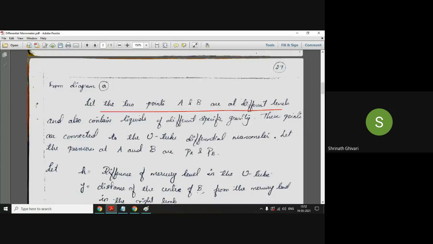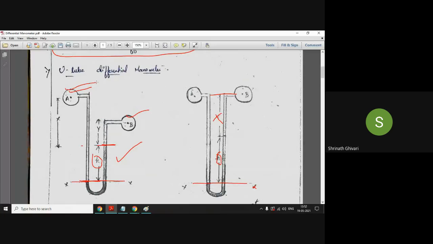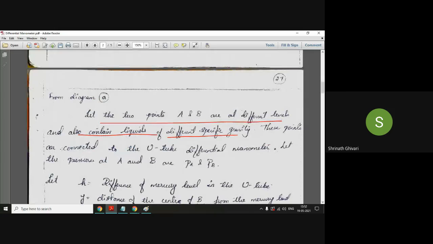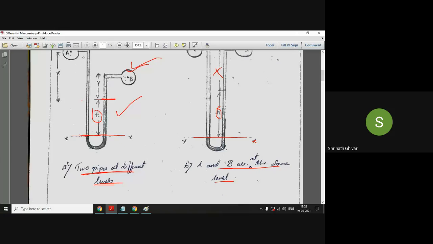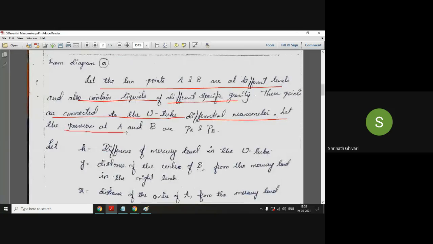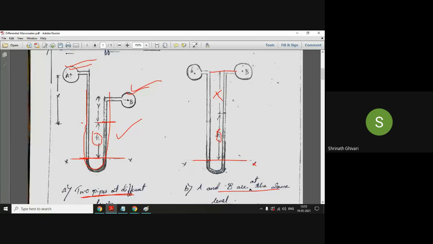Let the two points A and B be at different levels and also contain liquids of different specific gravity. So there is one liquid of a different specific gravity, and there is another level with a different specific gravity liquid. These points are connected to a U-tube manometer, which is a differential manometer. Let the pressure at A and B be PA and PB.